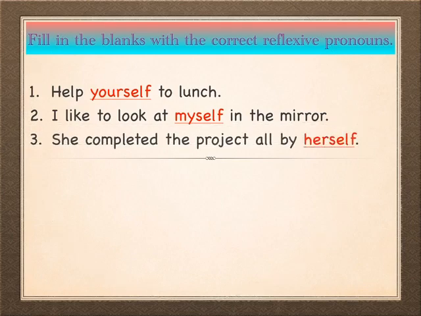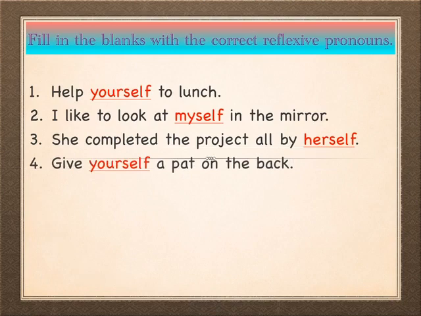Third one, she completed the project all by dash. So here we have to use the reflexive pronoun which refers back to she, that is third person feminine gender. So that is herself. Fourth one, give dash a pat on the back. Here again that is the same situation like first one. The first person is talking to the second person, and so we have to use yourself as the reflexive pronoun.